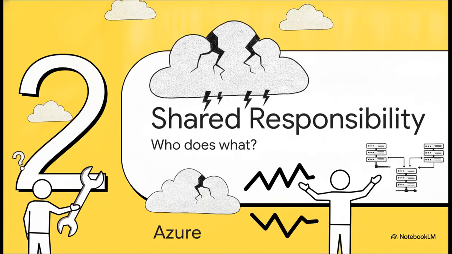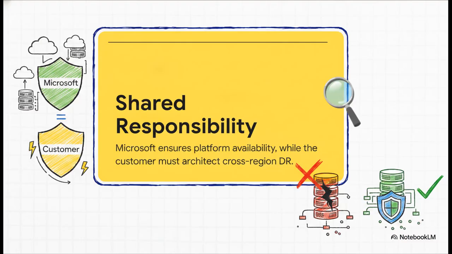Section 2, the shared responsibility model. Who does what? But what happens when that baseline just isn't enough? Like, what happens when a catastrophic event takes down an entire Azure region? That brings us to our next concept, and it comes with a bit of a twist.